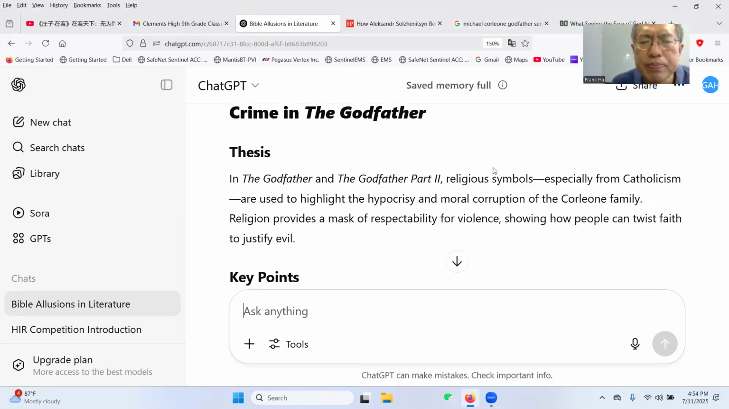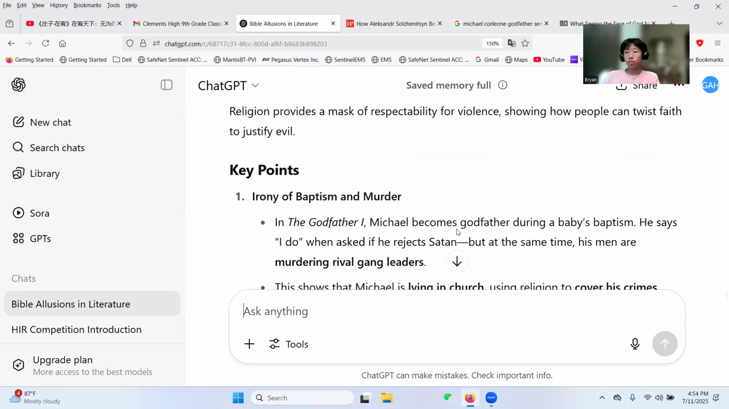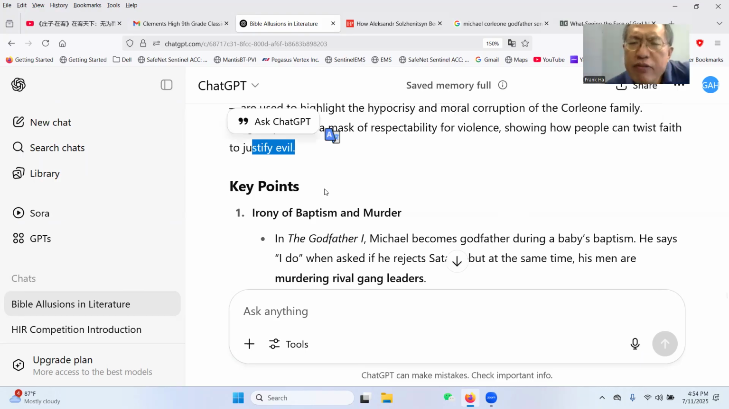Brad, read the thesis. Go. In The Godfather and The Godfather Part 2, religious symbols, especially from Catholicism, are used to highlight the hypocrisy and moral corruption of the Corleone family. Religion provides a mask of respectability for violence, showing how people can twist faith to justify evil. See, people can use religion to twist this and justify not only evil, but pure evil.